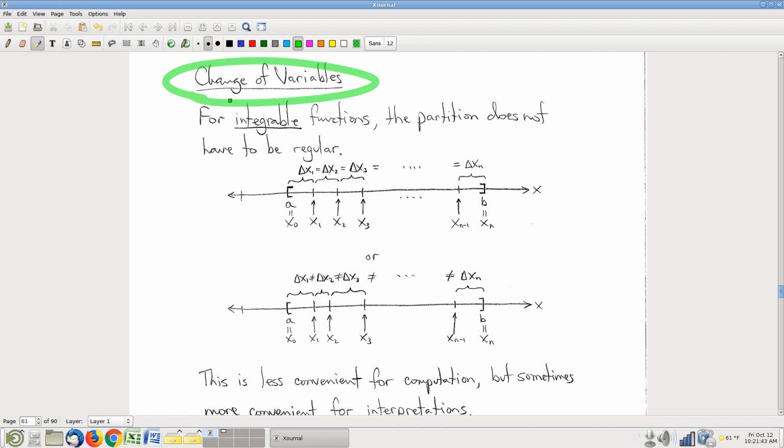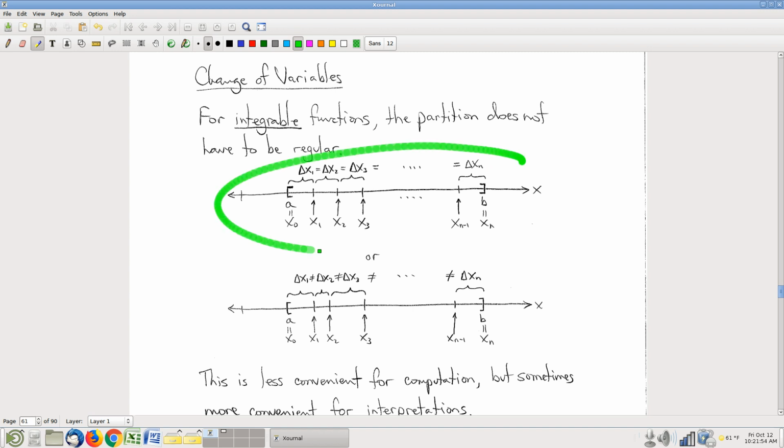Change of variables. I'm going to start off with an idea about how you do integrals. Now this is back to single variable calculus. Y'all remember that we defined all of this structure for a single variable integral, and in particular delta x is b minus a over n. Notice when you write delta x equals b minus a over n, implicit in that is that all of these delta x's are the same. This is what we call a regular partition of the interval from a to b.